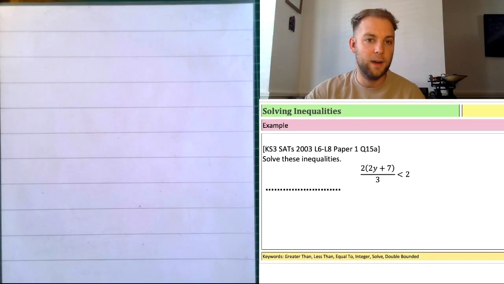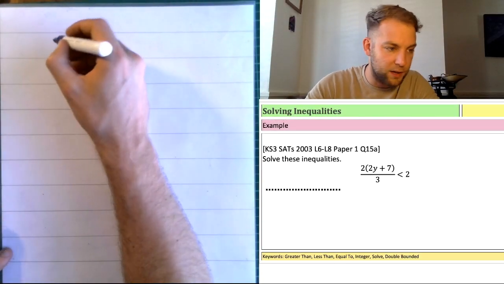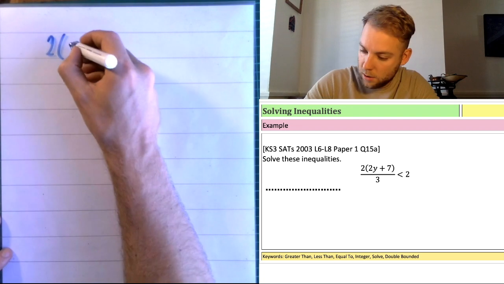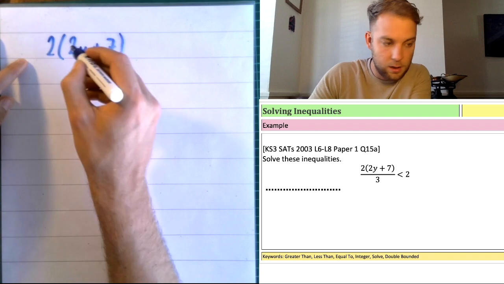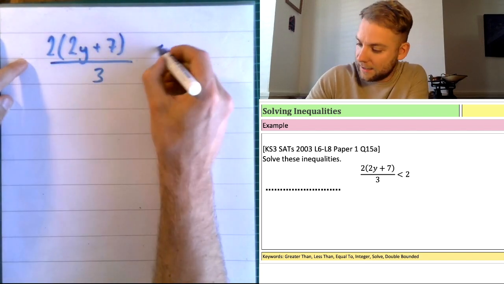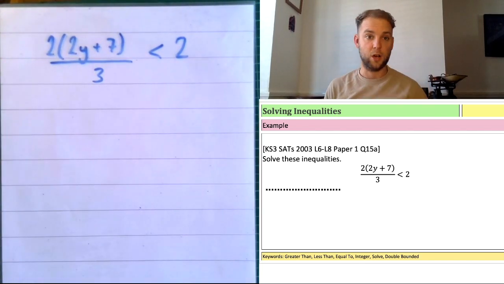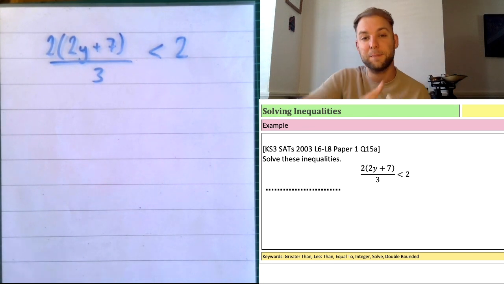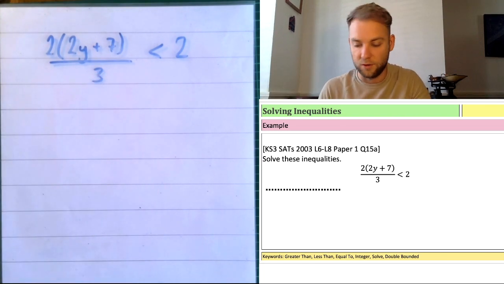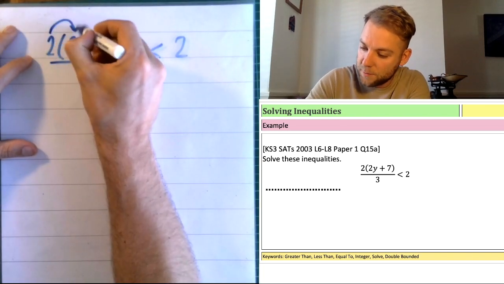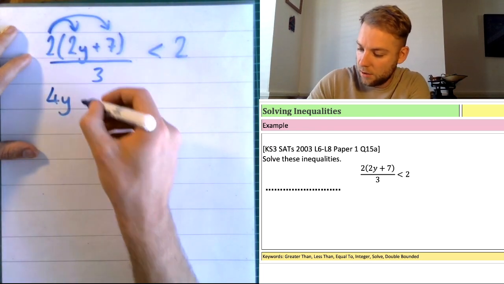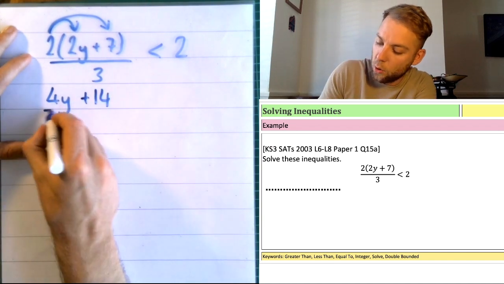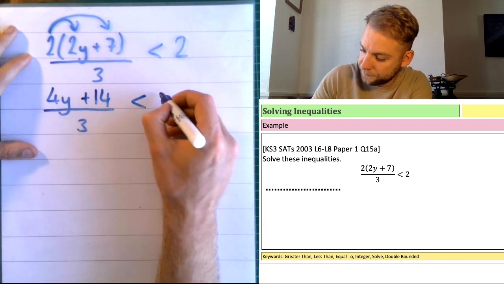Okay, so let's have a go at it together then. There's only a few extra steps here. So 2 times 2y plus 7, all over 3, is less than 2. A few things to happen here. Do I expand the bracket first, or do I times by that 3 first? To be honest, it doesn't matter. I'm going to expand the bracket first. So, 2 times 2y is 4y. 2 times 7 is plus 14. All divided by 3, keeping that the same.